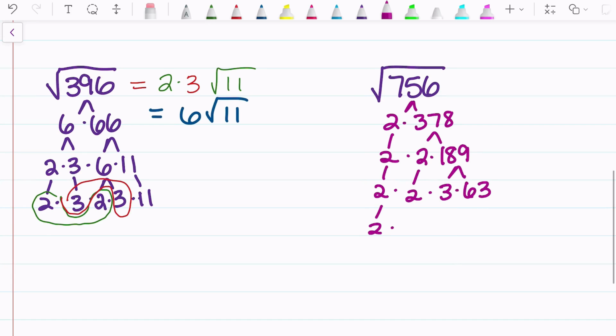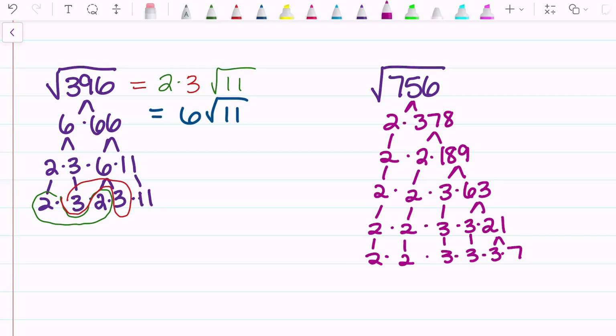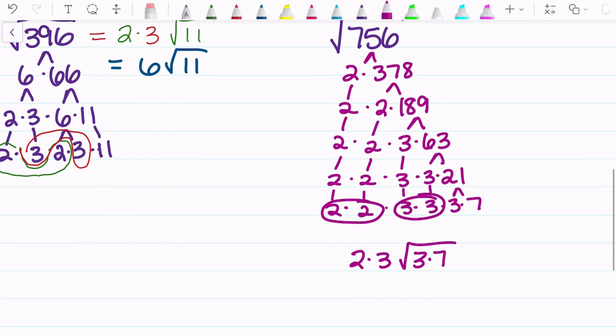And then I'm going to see if that 63 can be divided by 3. And that gives me 21. And then I bring down my 2, bring down my 2, bring down my 3, bring down my 3. And 21 is 3 times 7. And so now I can see that I have a pair of 2s, a pair of 3s. So a 2 times a 3 comes out, and the 3 times 7 stays in. And then this would be 6 root 21. Hope this video helps.